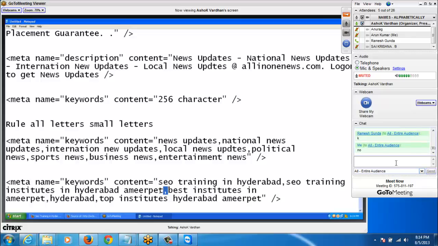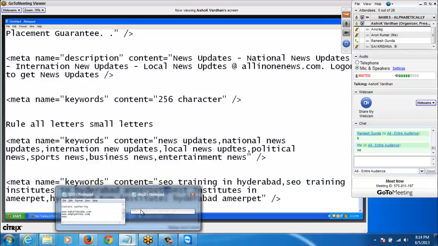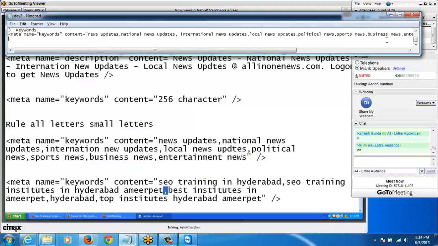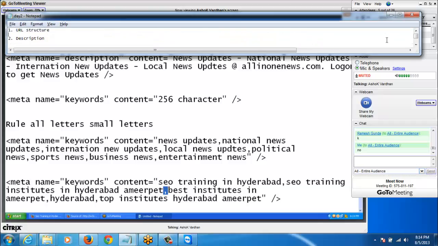These are very, very, very important: title tags, description tag, keywords tag. For the title tag, don't give commas. Sometimes when you open any other website, an old website, at that time we can find commas. Okay? That one is old syntax, from 4 or 5 years back. Recently, the algorithm has updated.